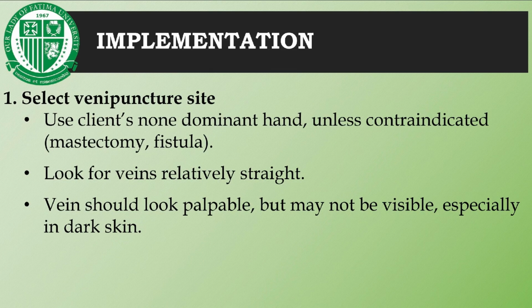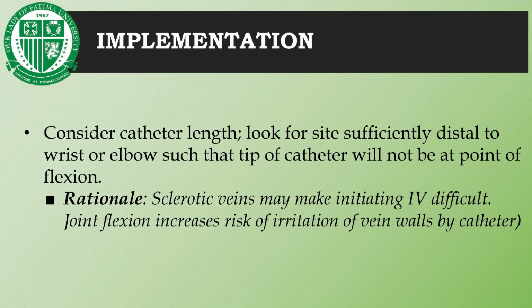The nurse should select veins that are relatively straight to make the venipuncture process easier and more successful, as straight veins allow for smoother needle insertion and reduce the risk of damaging the vein. Veins should look palpable, but may not be visible, especially in dark skin. Remember to not just look at it, but ensure that it can be felt, so that it can help you locate the vein accurately. Consider catheter length.